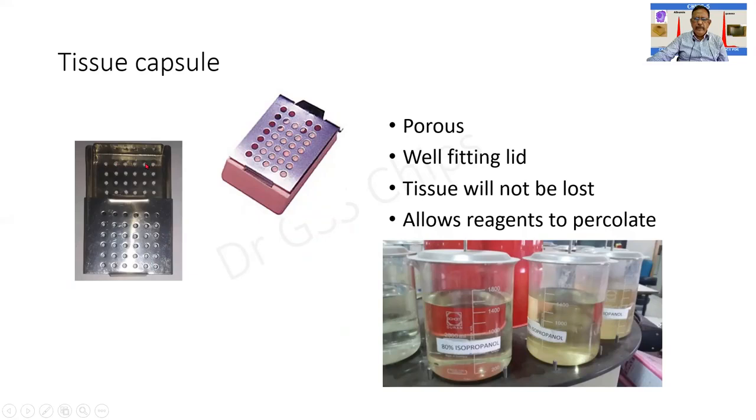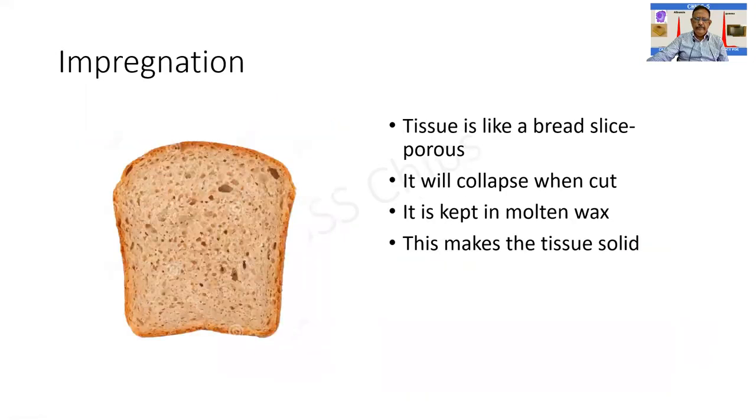See, there are multiple fine holes and the tissue is kept inside. There is a pencil marking on a paper which is kept along with, and it is closed. It will not open that easily and the tissue will not be lost. There is a well-fitting lid over here. And as mentioned in the previous slide, these are the series of reagents through which the capsule along with the tissue should pass through.